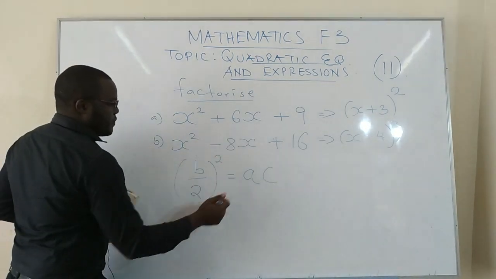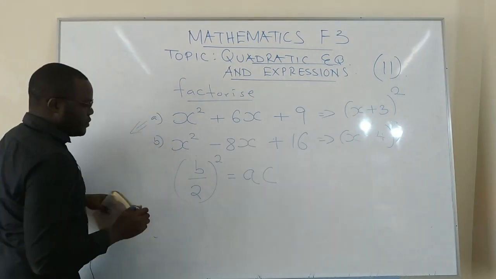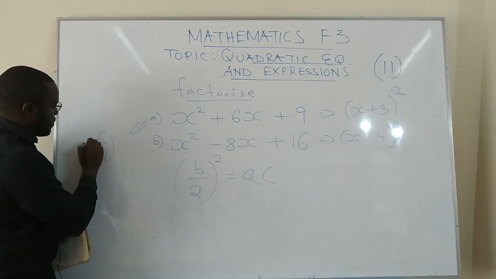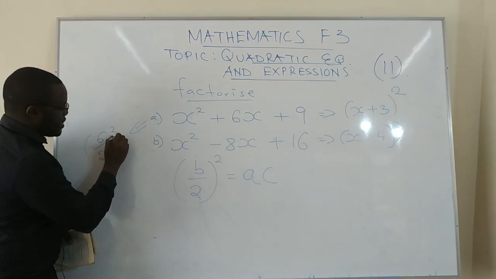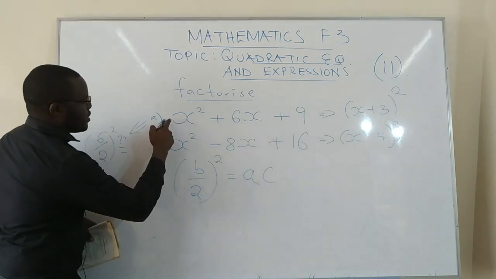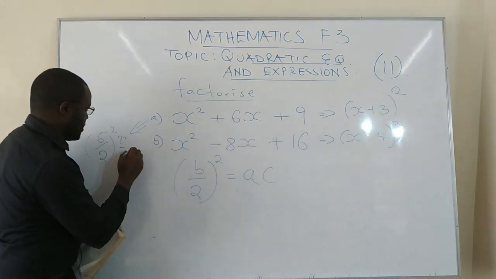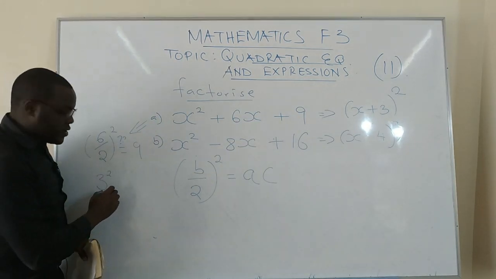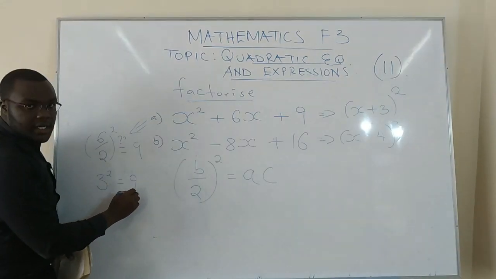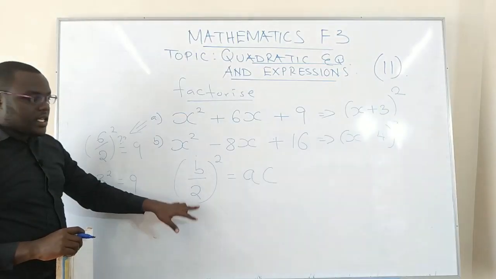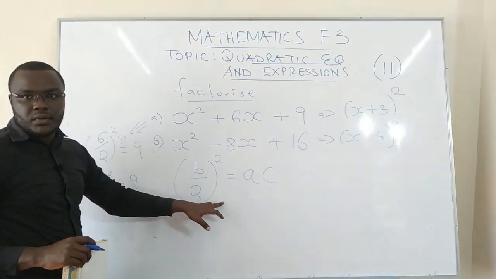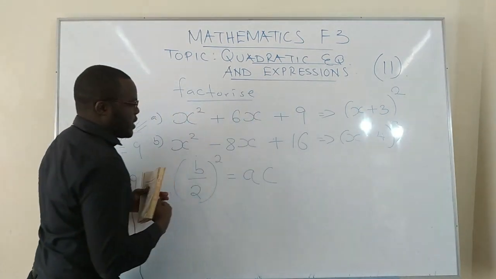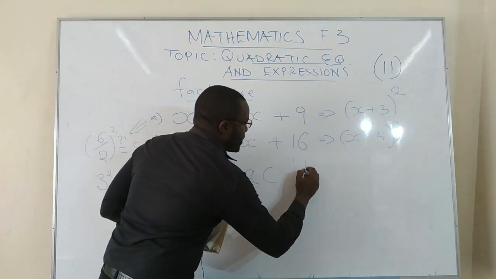We see whether it is true. Let us take b. For this case, we have b as 6. 6 divided by 2 squared. Is it the same as saying a times c? 1 times 9. Let us see. This will give us 3 squared. And indeed, it is true that 3 squared is equal to 9. So just by confirming this, that b over 2 squared is equal to AC, it shows us that this is a perfect square.